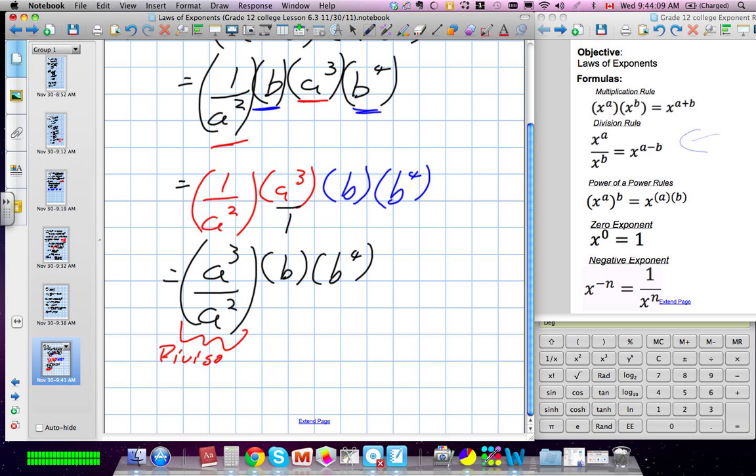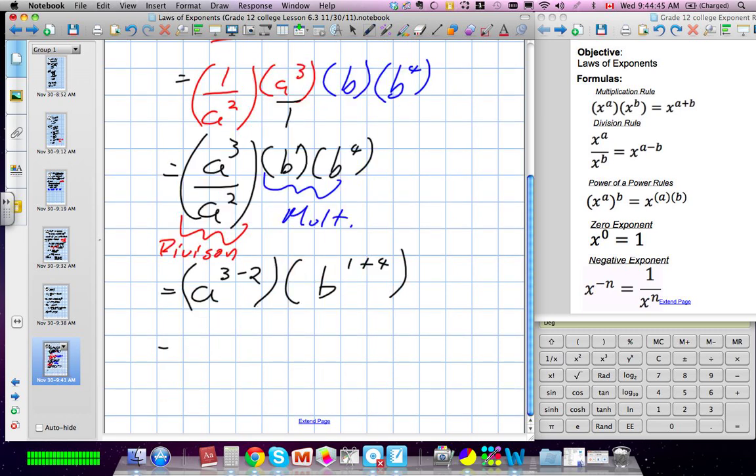Okay? So, a to the power of 3 divided by a to the power of 2, we can represent as 1 base, 3 minus 2 as the two exponents. Still be multiplied by b times b to the power of 4. That's 1 base, and we add the exponents, which technically there's a 1 here. So 1 plus 4. Final answer will be a to the power of 1 times b to the power of 5.